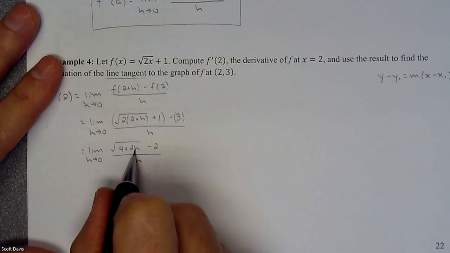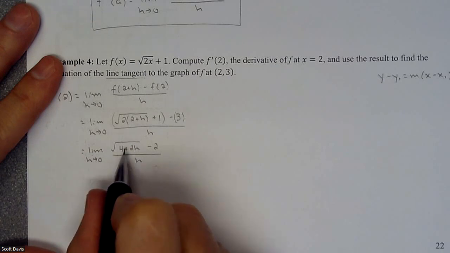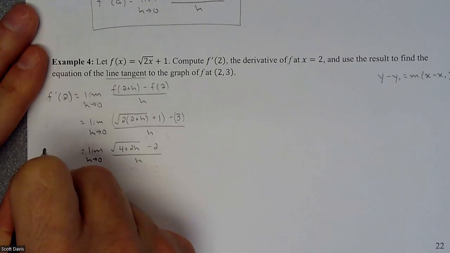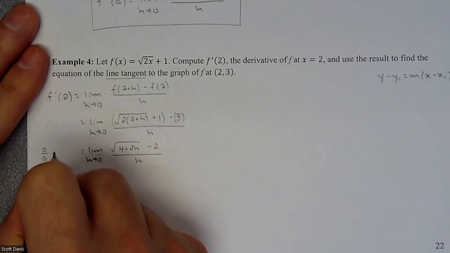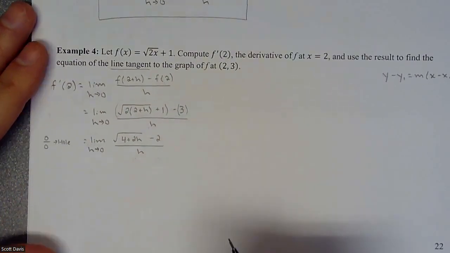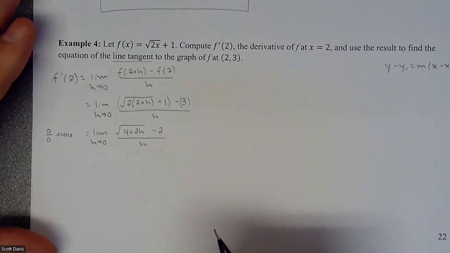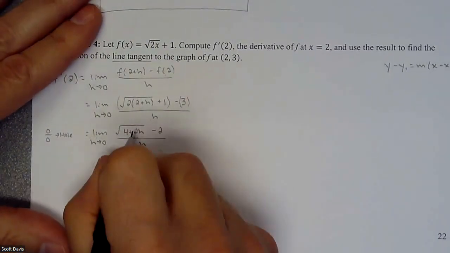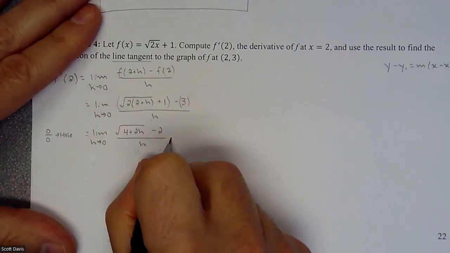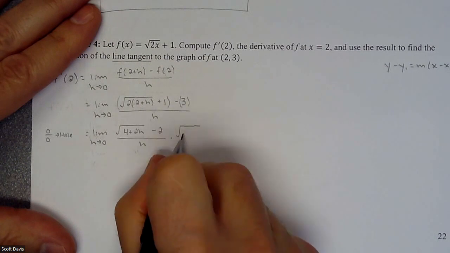And so if we plug in 0, we would have the square root of 4, which is 2, minus 2. We would get a 0 on the top. If we plug in 0, we get a 0 on the bottom. That is a hole. Well, the limit exists on a hole, which just means that we are going to have to do some manipulation. That manipulation, anything that involves a square root, is going to be multiplying by the conjugate.